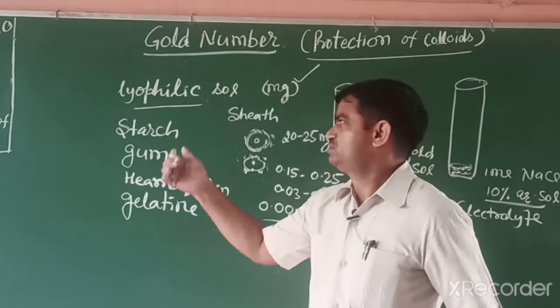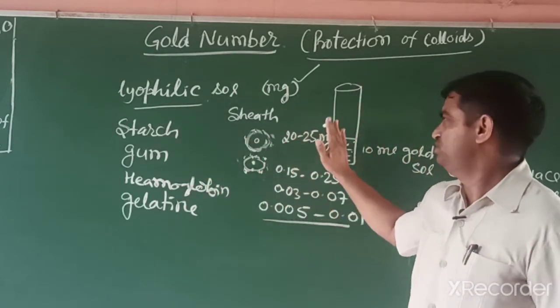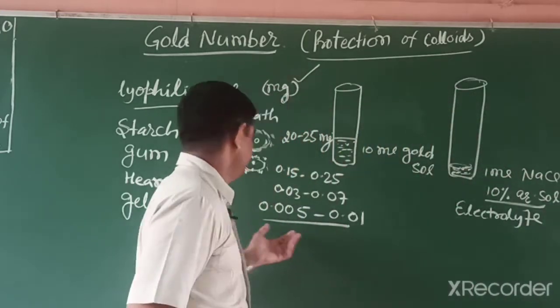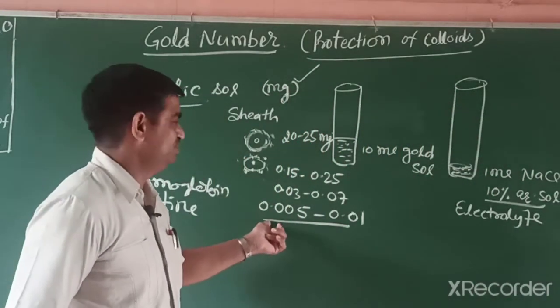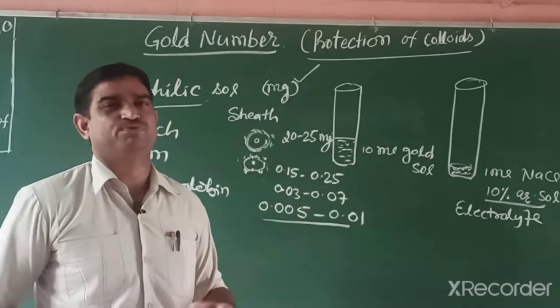We can say the gold number of starch is 20 to 25. That is, there is no unit on this gold number. And gelatin has more protecting power because it requires a much lesser amount. So the lower the value, the more the protecting power.